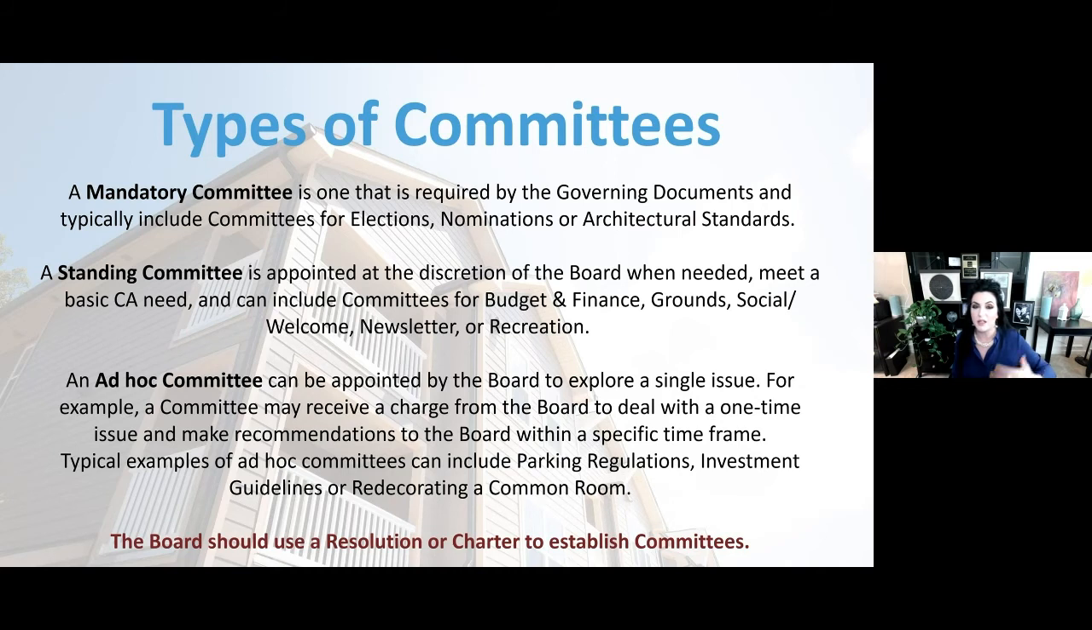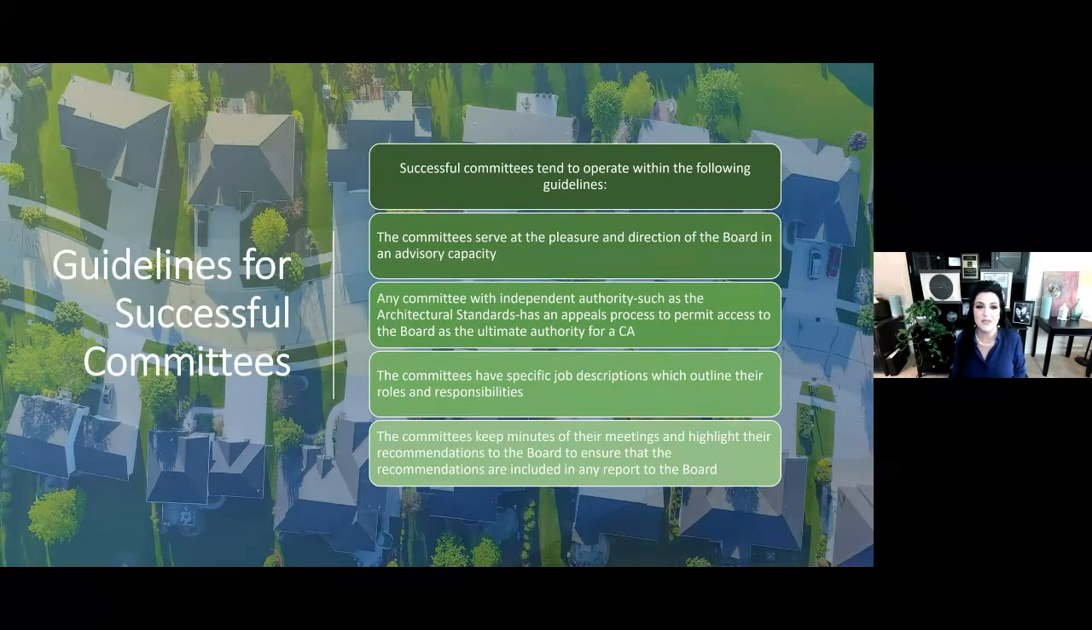It offers very, very clear and succinct responsibility delineations from committee members and board members, but I will tell you, they do oftentimes emulate bylaws, okay? All right, on the next slide, we're going to see successful guidelines for committees, okay? So successful committees tend to operate within the following guidelines. They serve at the pleasure and discretion of the board of directors, and they understand that they are only in an advisory capacity. Any committee with independent authority, such as the architectural standards, has an appeals process to permit access to the board as an ultimate authority for community associations.